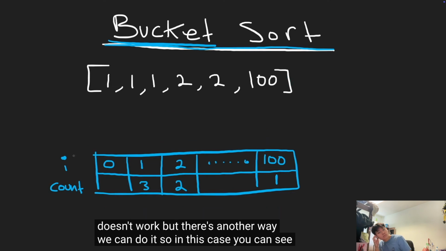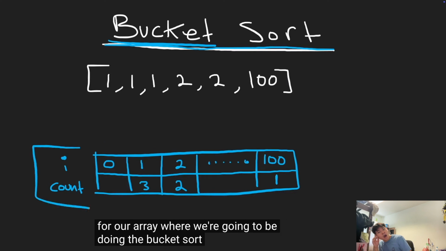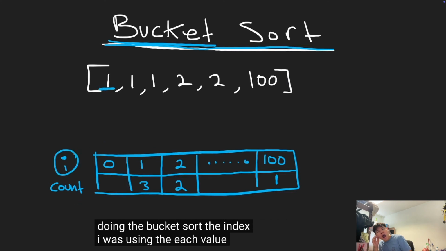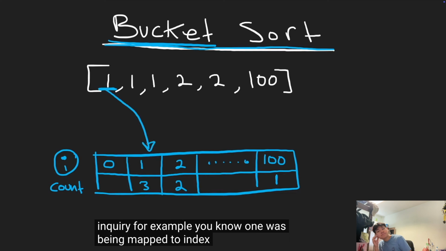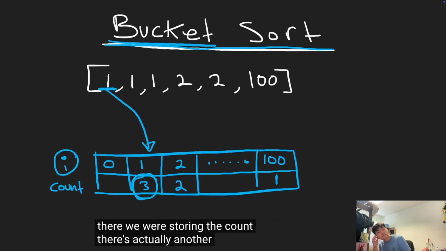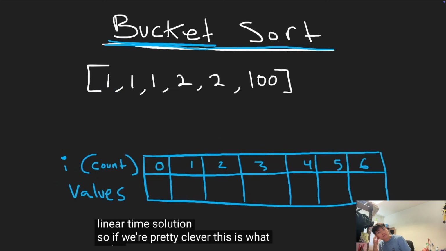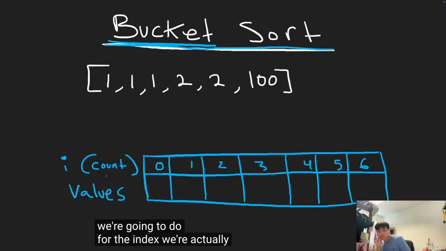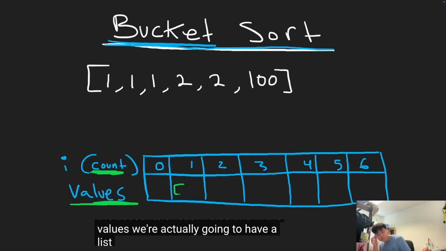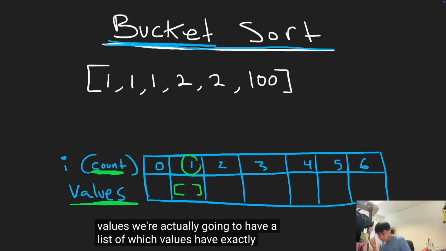So in this case, you can see for our array where we're going to be doing the bucket sort, the index I was using each value in the input array. For example, 1 was being mapped to index 1, right? And there we were storing the count. There's actually another tricky way that you can do it that will lead us to a linear time solution. So if we're pretty clever, this is what we're going to do. For the index, we're actually going to be mapping the counts of each value. And in the values, we're actually going to have a list of which values have exactly this particular count.